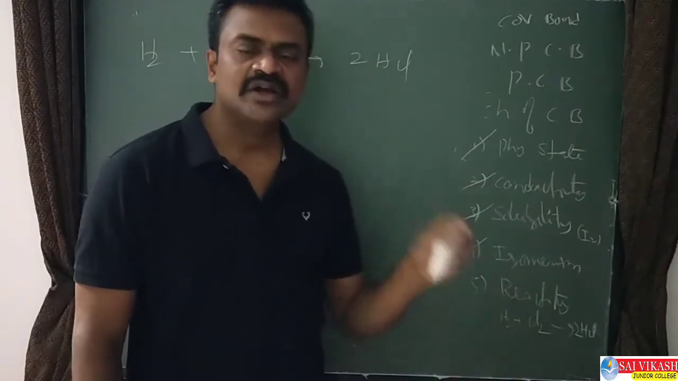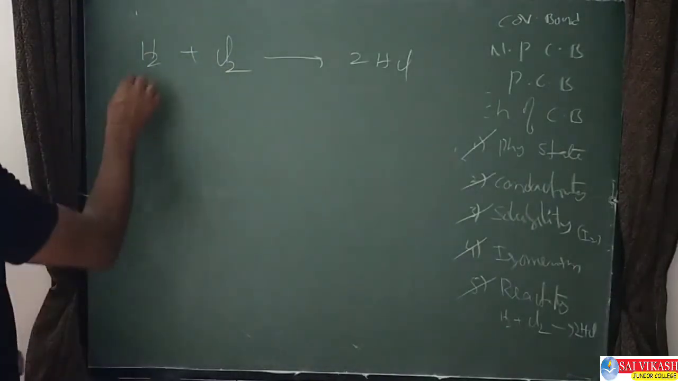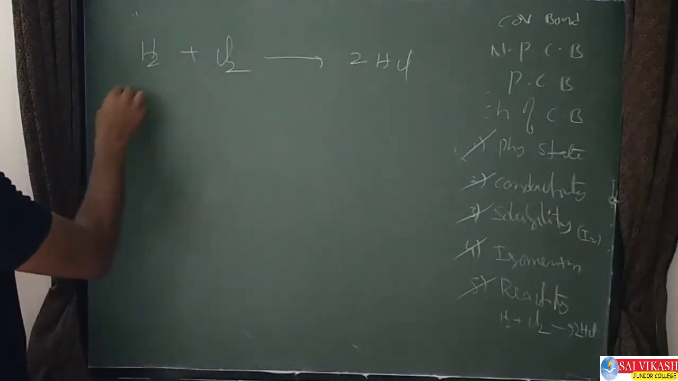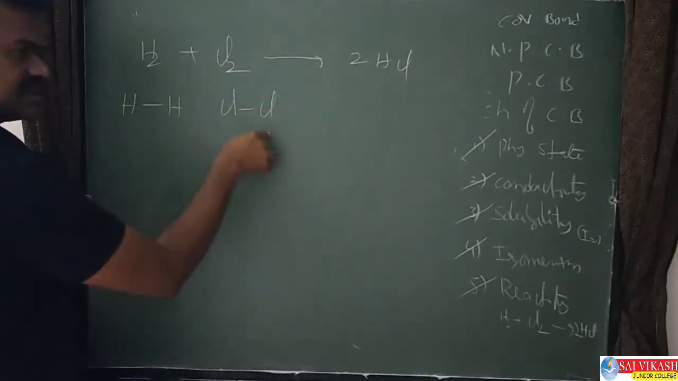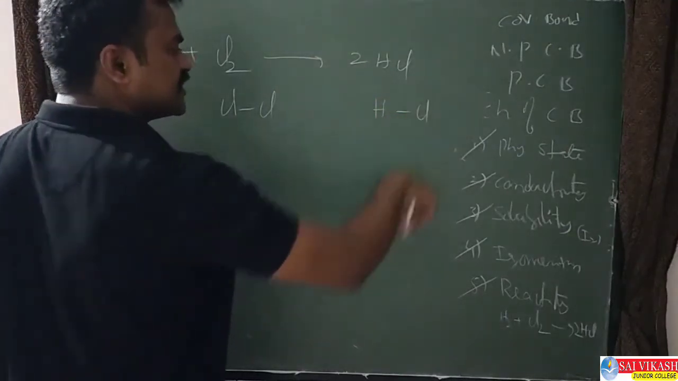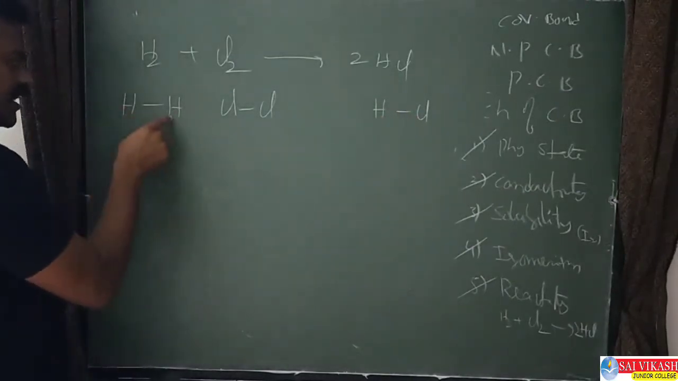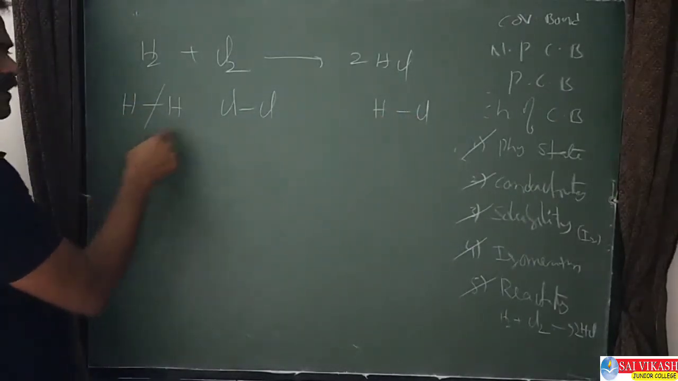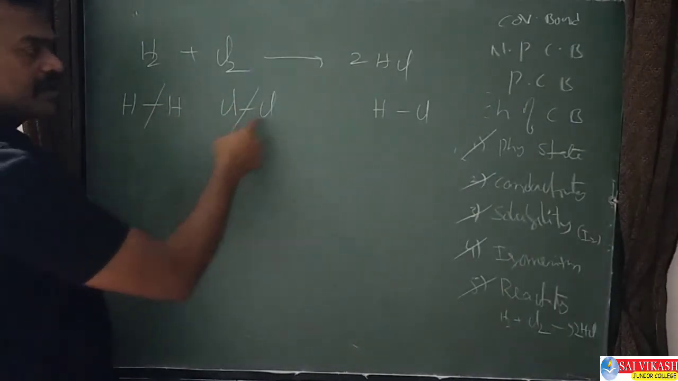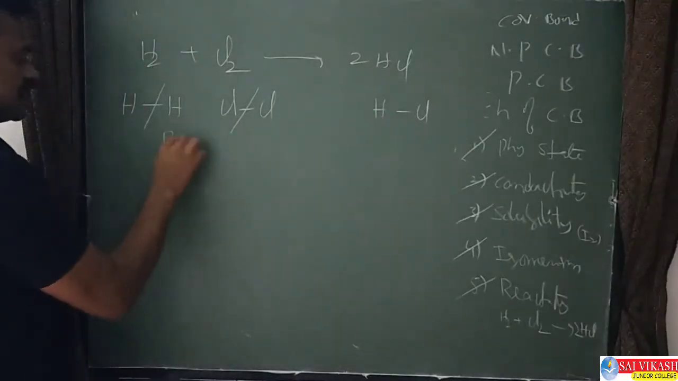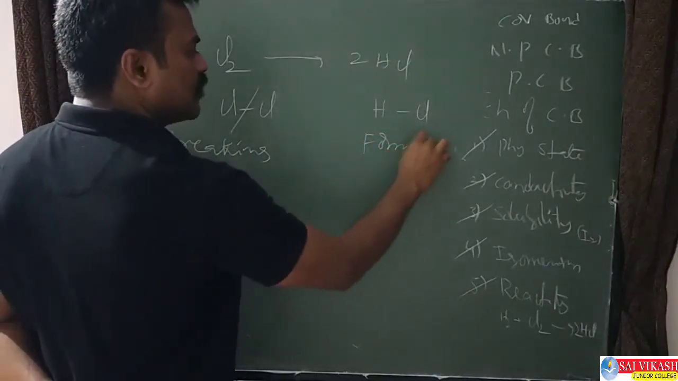That's why the reactivity of covalent compounds is very slow. Why is it slow? Because to be involved in the reaction, there is a bond between H and H, there is a bond between Cl and Cl, and there is a bond between H and Cl. To form the bond between H and Cl, the already existing bonds have to be broken. Here bond breaking is going on, here bond forming is going on.